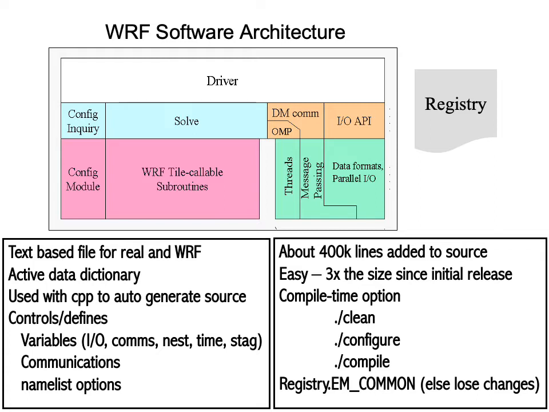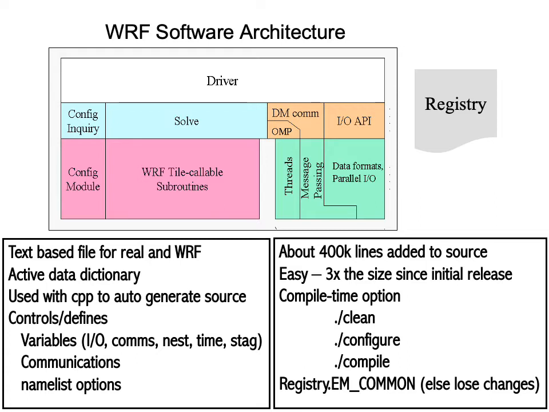The registry controls a number of attributes for individual variables, whether or not it's input or output, how communications are handled for it, the way that nesting proceeds, how many time levels it has, whether or not there's staggering. There are other capabilities that the registry is tasked with. All of the communications inside of the WRF model are handled via the registry. All of the namelist options are defined inside the registry, and actually hundreds of additional namelist options that are not in the namelist.input file are defined inside of the registry.